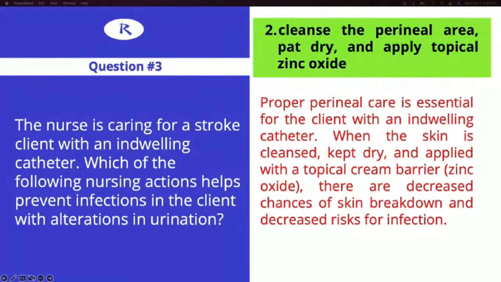Because a clean environment is going to be the best to prevent infections. So proper perineal care for the client with the indwelling catheter. So when the skin is cleansed, it's kept dry, and the zinc oxide, can anybody give me an example of zinc oxide, a topical barrier cream that you can apply, you can get it over the counter, okay?